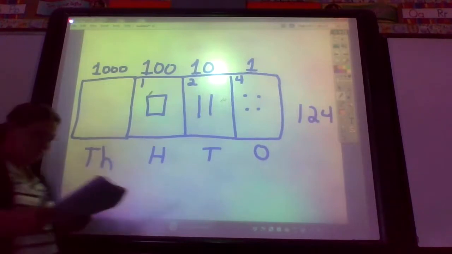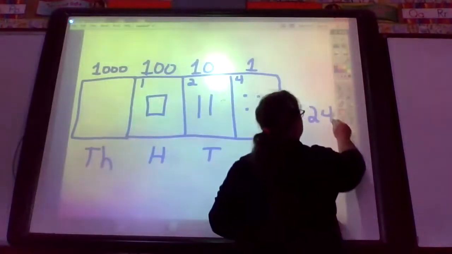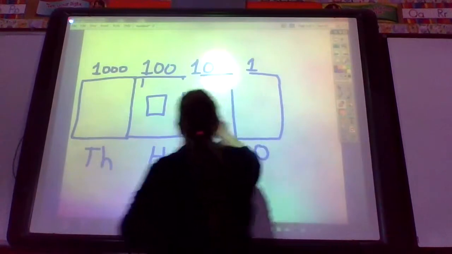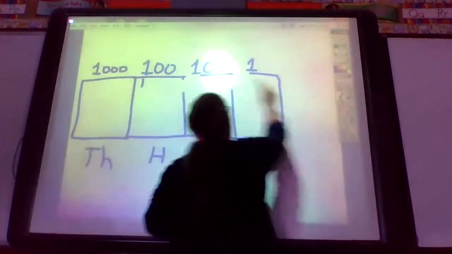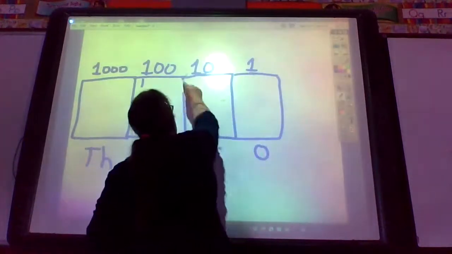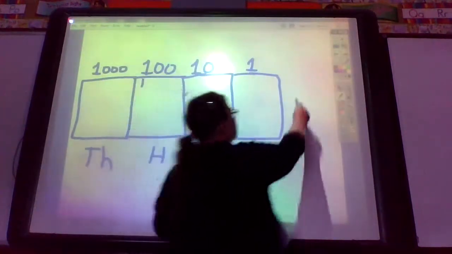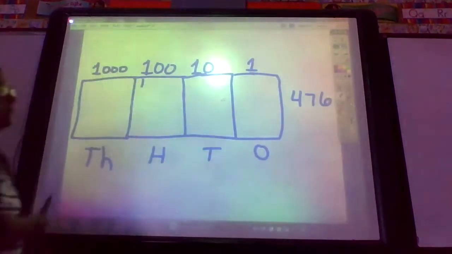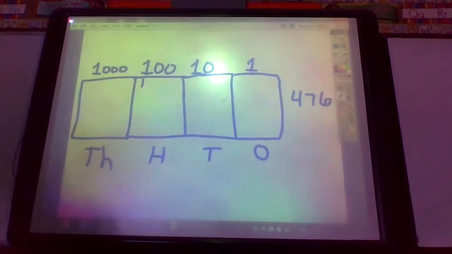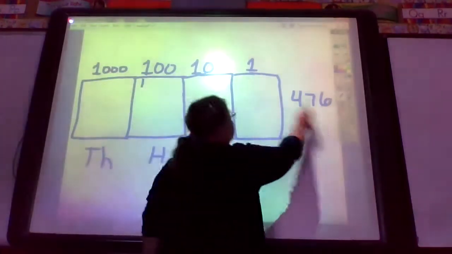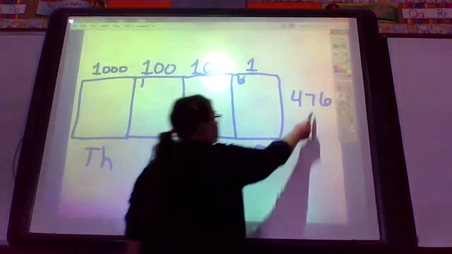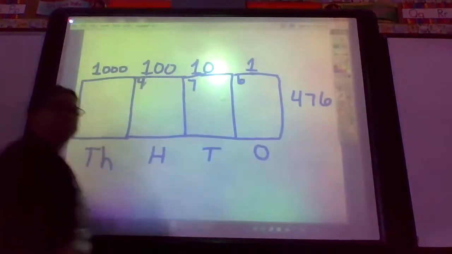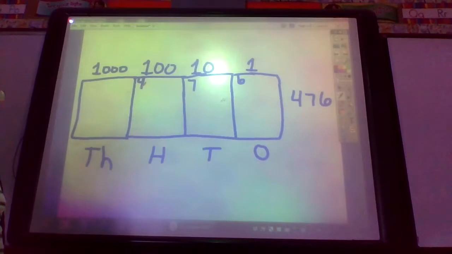Okay? Well, let's do another one. Let's do a different number. So let me get rid of this. I have to make my chart some more. Okay? Let me fix my chart. Okay. Let's say I have 476. I can write that in my chart. I have my 6 ones, I have 7 tens, and I have 4 hundreds. Okay? Now I can draw it.